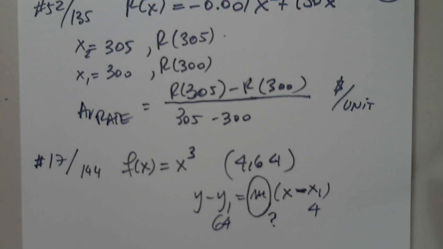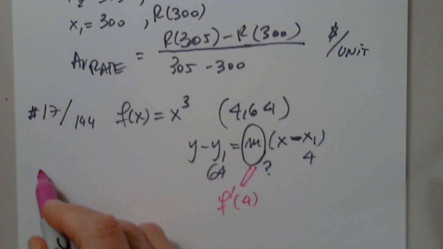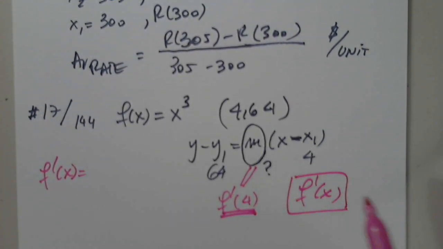The derivative at 4. Yes. So the slope is f prime of 4. Awesome. Thank you so much. Good. Can anyone give us f prime of x? Because I cannot find f prime of 4 if I don't have f prime of x. I have to find f prime of x and then plug in 4 in it.